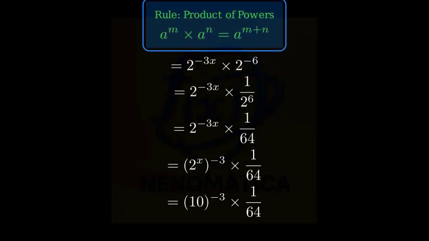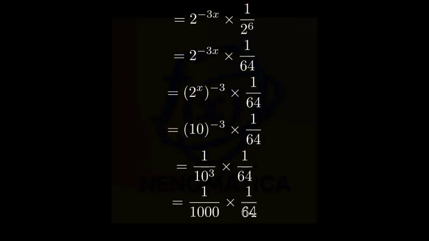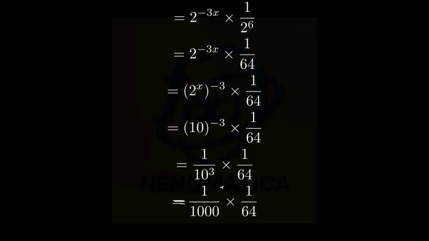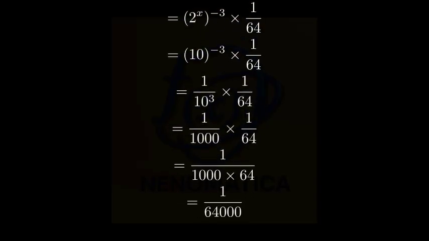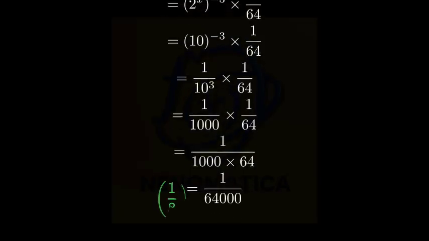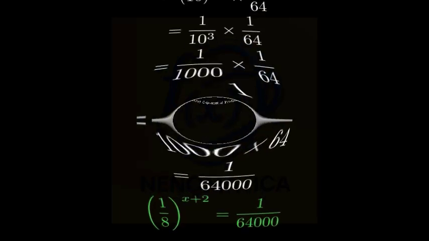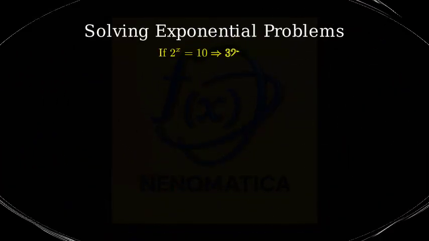Since 2 to the power of x equals 10, we get 10 to the power of negative 3 times 1 over 64. 10 to the power of negative 3 equals 1 over 10 cubed, which is 1 over 1,000. Finally, we multiply the fractions. 1 over 1,000 times 1 over 64 equals 1 over the product of 1,000 and 64, which is 1 over 64,000. Therefore, if 2 to the power of x equals 10, then 1/8 to the power of x plus 2 equals 1 over 64,000.